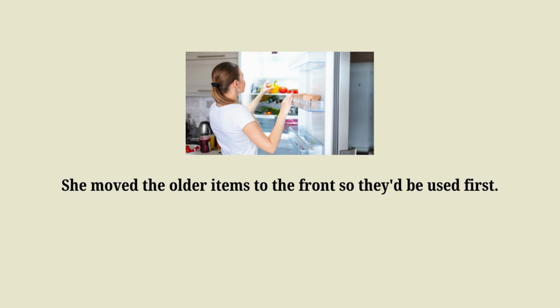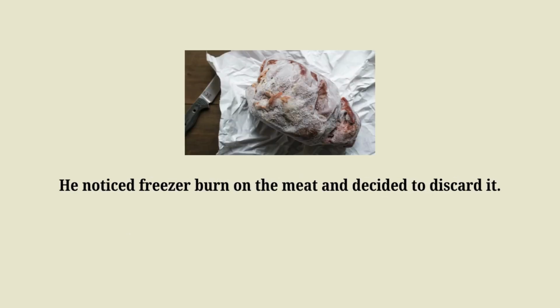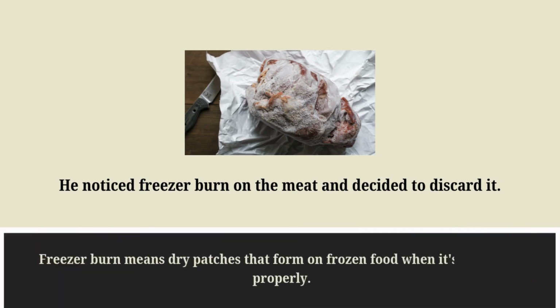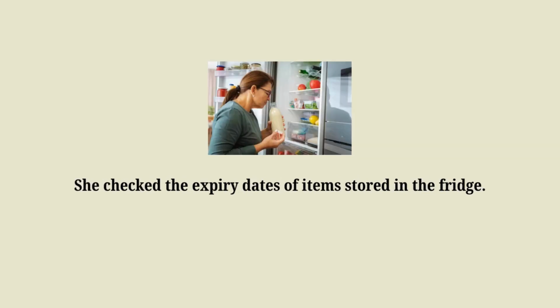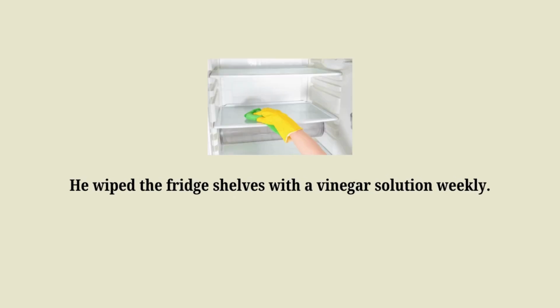She moved the older items to the front so they'd be used first. He noticed freezer burn on the meat and decided to discard it. Freezer burn means dry patches that form on frozen food when it's not stored properly. I labeled the soup with the date before freezing. She checked the expiry dates of items stored in the fridge. He wiped the fridge shelves with a vinegar solution weekly.